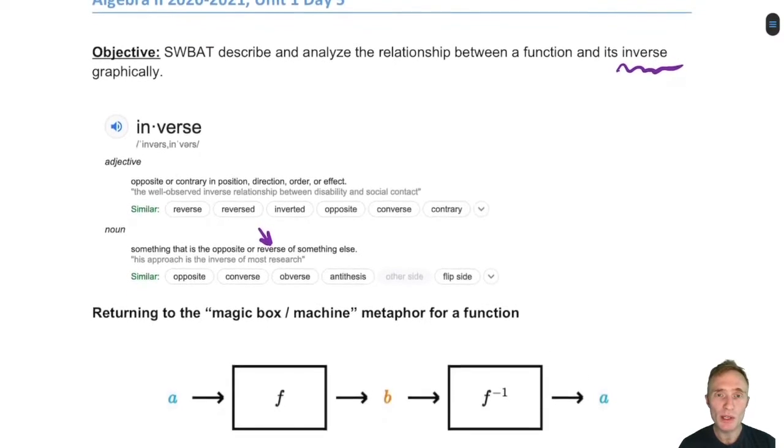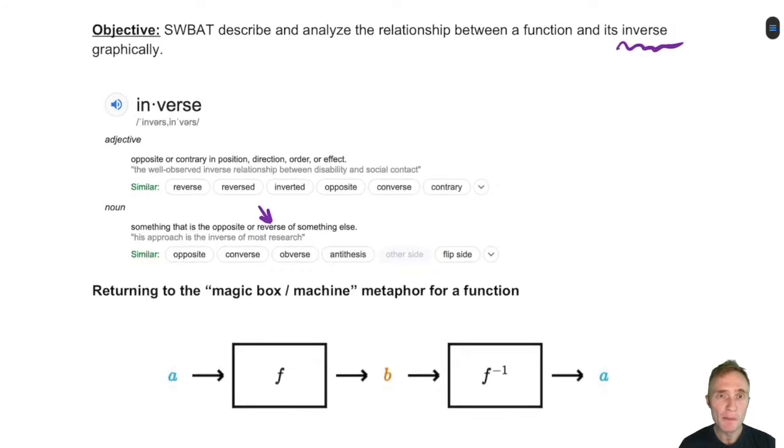So remember, when we originally talked about functions, we said it's a magic box. There are rules that get applied. They turn inputs that go in into outputs that come out. So our function f on the left here takes an input of a, and it spits out b. Some rule applies, it turns a into b.